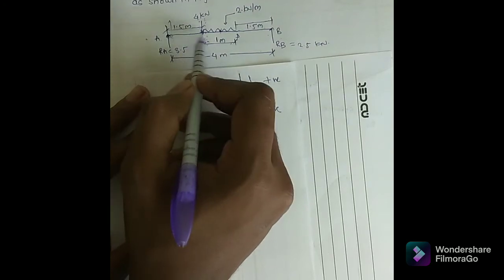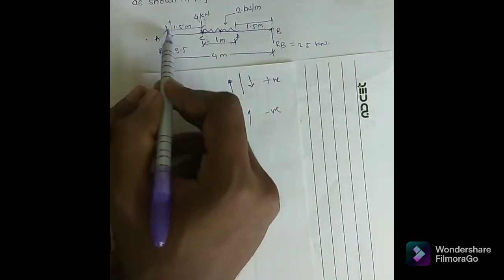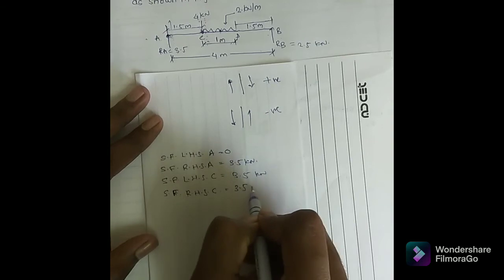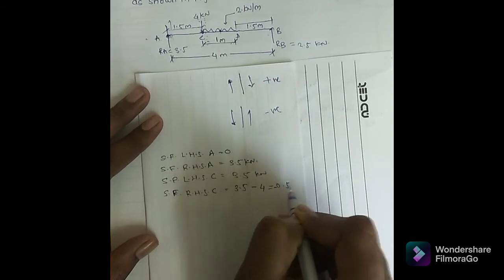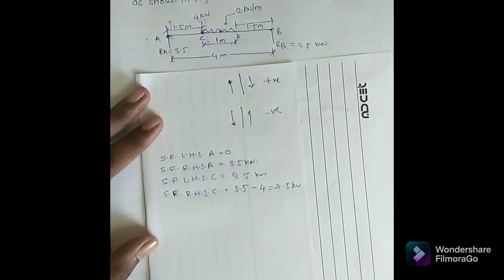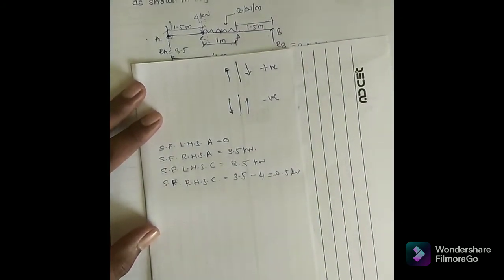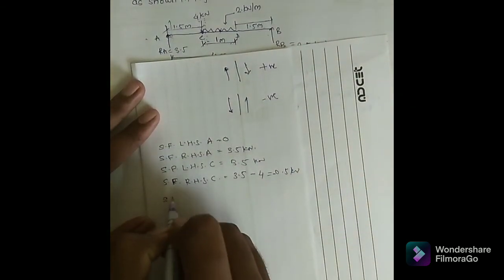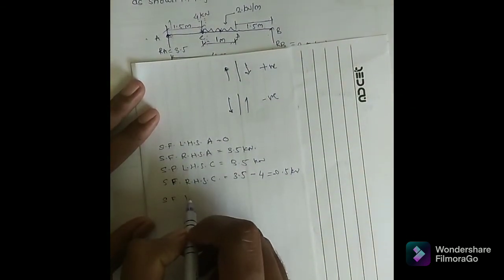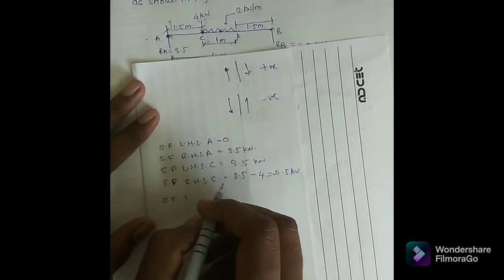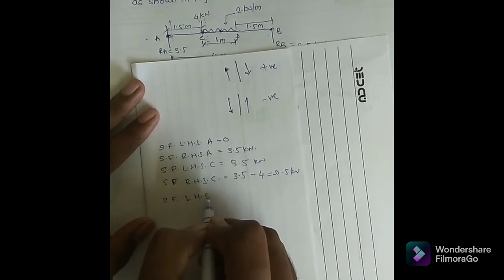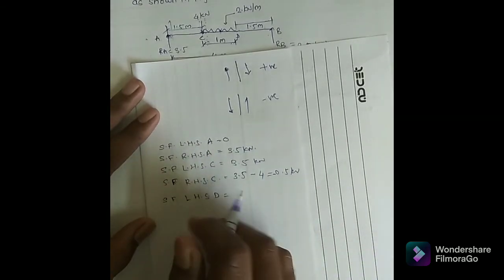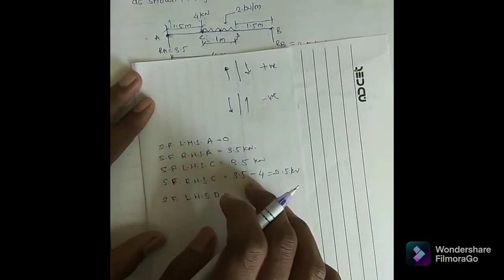Okay, so this is upward direction, this is downward direction, so this is 3.5 minus 4, so this will be 0.5, or we can say minus 0.5 kilonewton. Okay, now we will consider the shear force on left hand side of D, or you can consider right hand side of the D also.